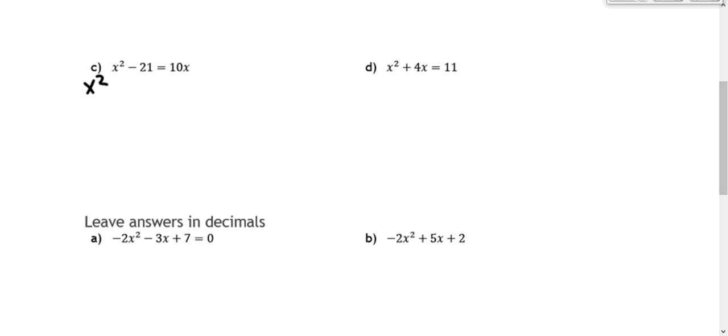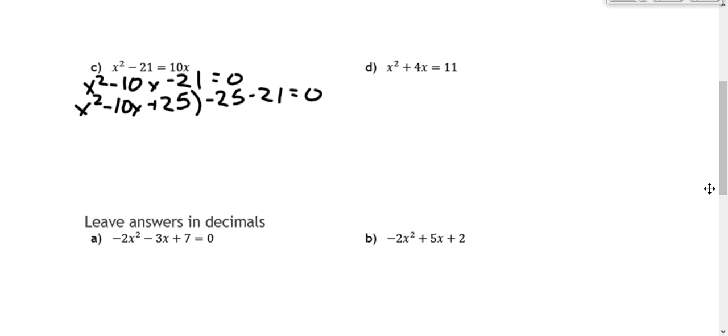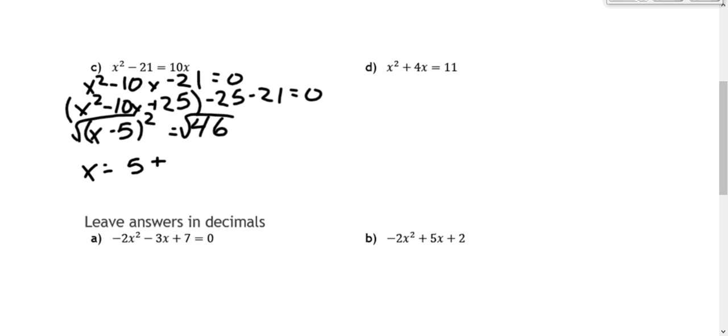So x squared minus 10x minus 21 is equal to 0. x squared minus 10x plus 25, bracket, minus 25 minus 21 is equal to 0. And that should leave us with x minus 5 squared is equal to 46. Square root both sides. x is equal to 5 plus the square root of 46, and x is equal to 5 minus the square root of 46.